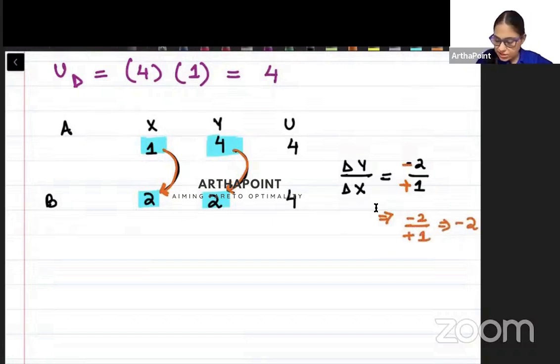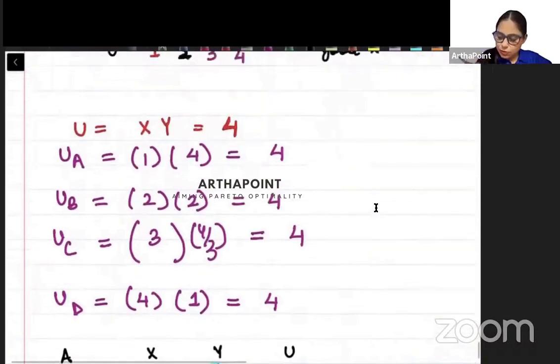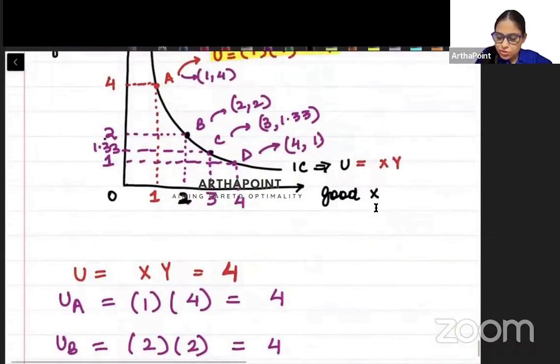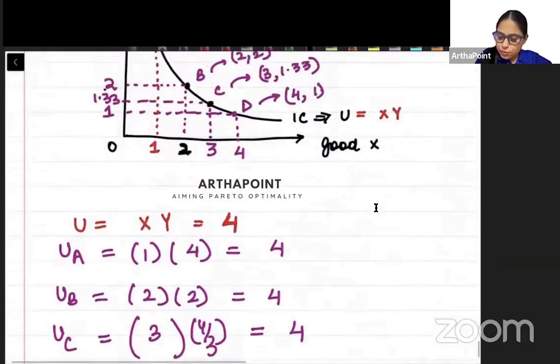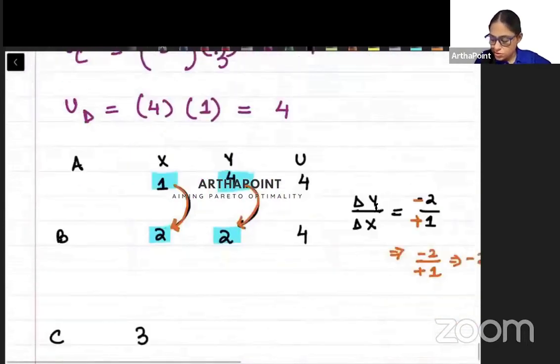Okay, point C now. At point C, what is the amount of good x? 3 units. What is the amount of good y? 1.33 units.